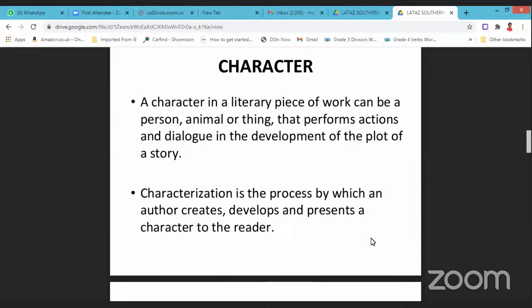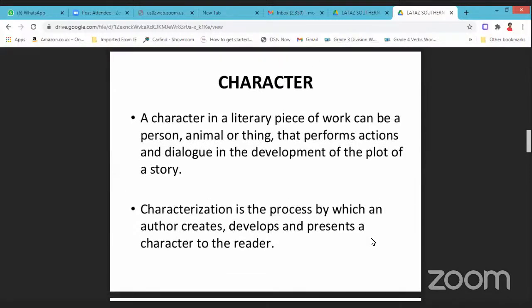Now we come to the next element of a story, which is character. What is character? A character in a literary piece of work can be a person, an animal, or a thing that performs actions and dialogue in the development of the plot of a story. Characterization is therefore a process by which the author creates, develops, and presents a character to the reader. So he does this through, like we've said, the actions and the dialogue.